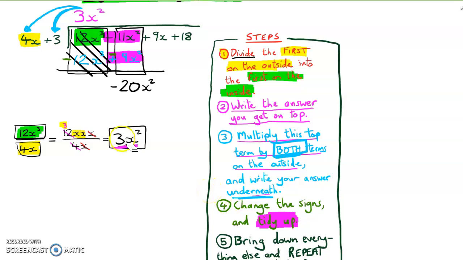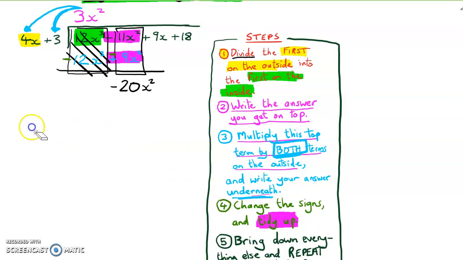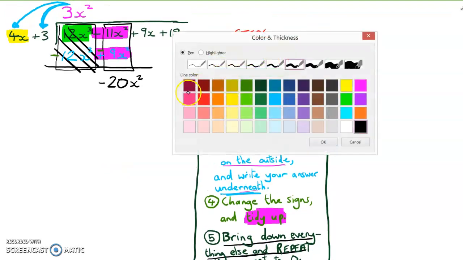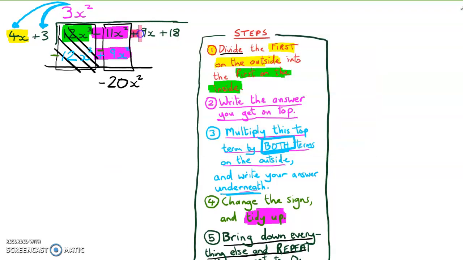Now I'm going to run out of space, so I'm going to delete what I've done here. So I have my extra space. What's next? Bring down everything else and repeat. So do you see the way I have not touched these terms here? Plus 9x. I need to bring those down now. Bring them down. So plus 9x plus 18.